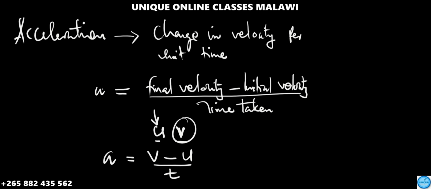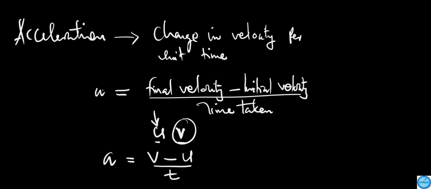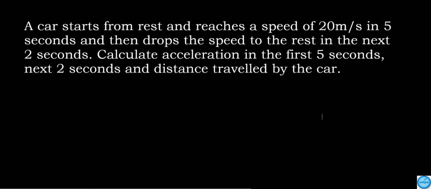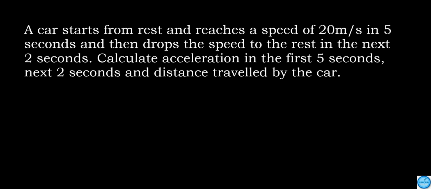So let's have the example here. The example is: a car starts from rest and reaches a speed of 20 meters per second in 5 seconds, and then drops the speed to rest in the next 2 seconds. We should calculate the acceleration in the first 5 seconds, the next 2 seconds, and the distance traveled by the car.